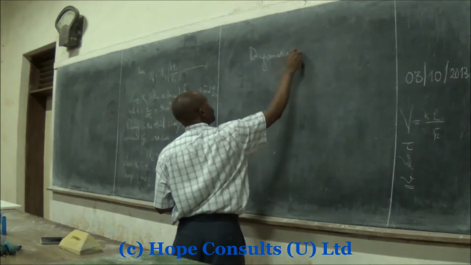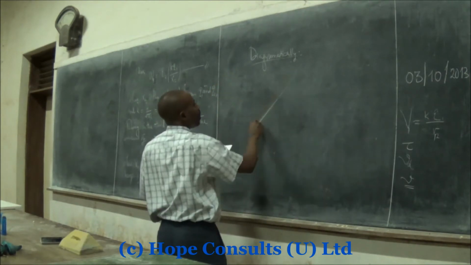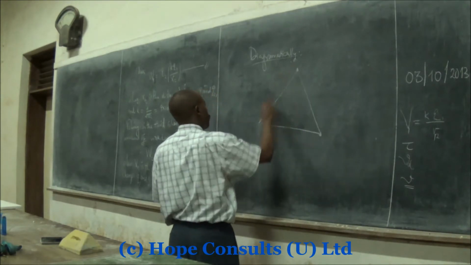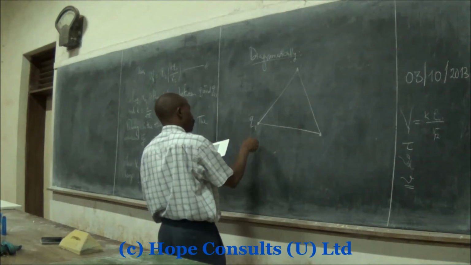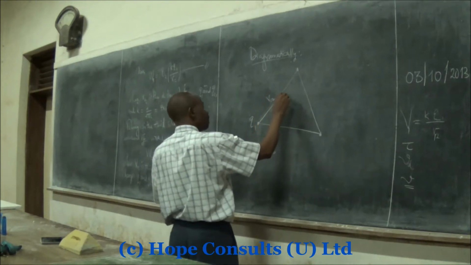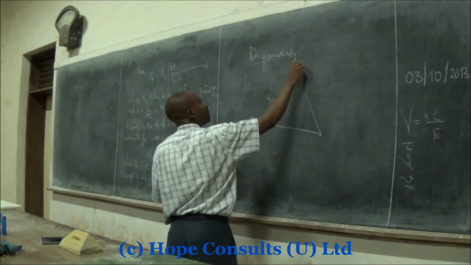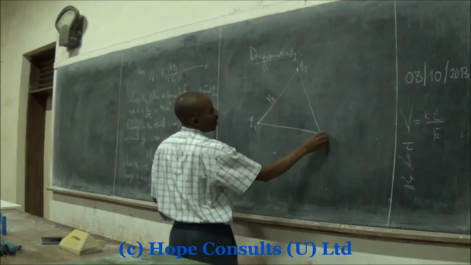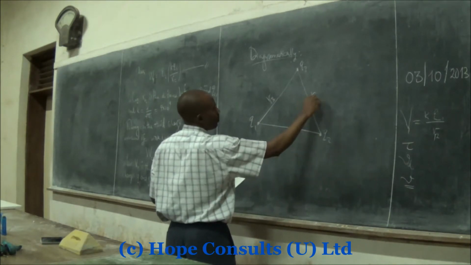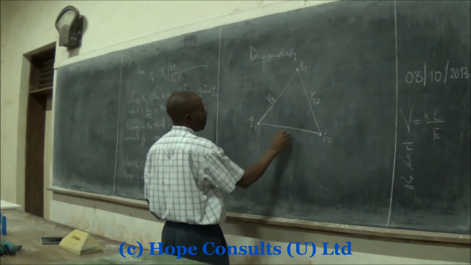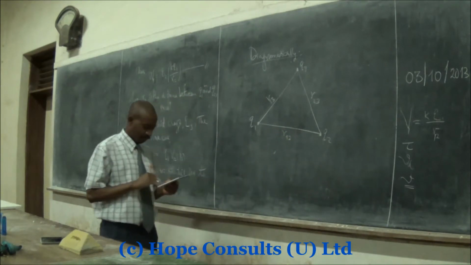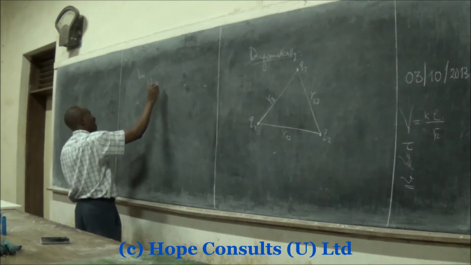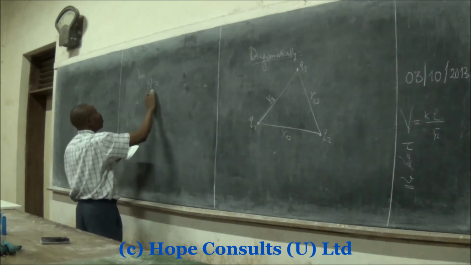Diagrammatically, we can say that if we have this system of charges being Q1, Q2, so this is 1, 2. If we take this to be 3, this is Q1, R13. This is Q2, R23. This is R12. Thus, we have that W3 is equal to, no, W2.